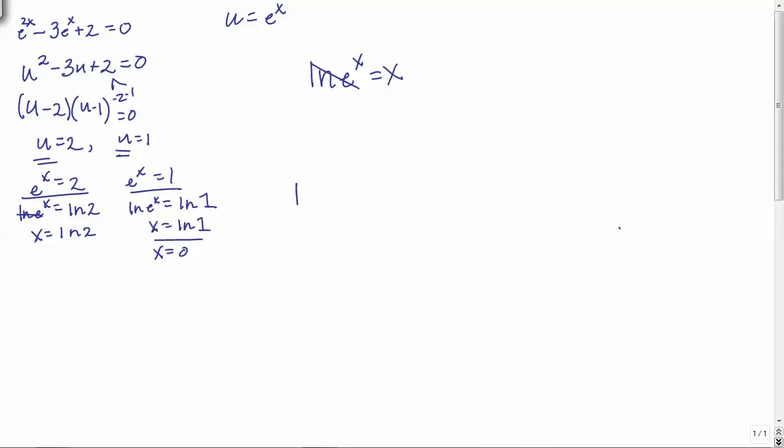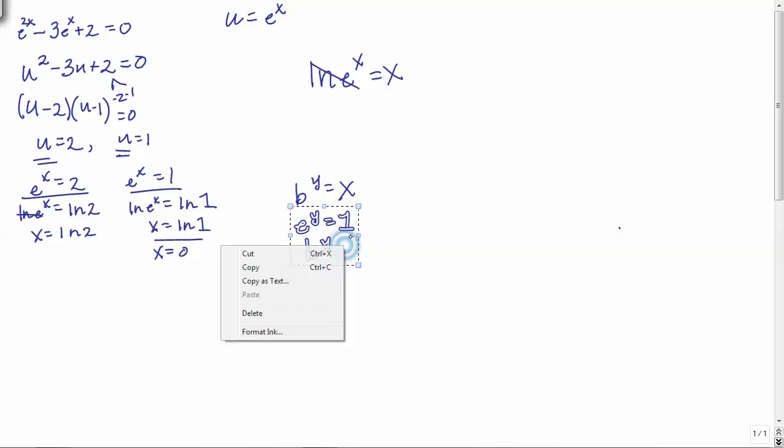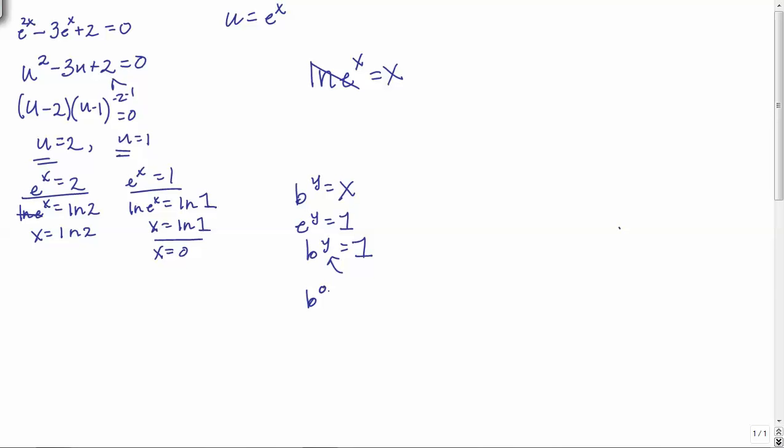Why does x equal 0? Well, we know that b to the y equals x, right? This is the equation we know from log. Well, we have b to the y equals 1. So we could rewrite this, since our base for natural log is e, as e to the y equals 1. Any base, though, to the y equaling 1 means for certain that y had to be 0. Anything raised to the 0 equals 1. So that's where we're getting that x. So x equals 0 and x equals natural log of 2.